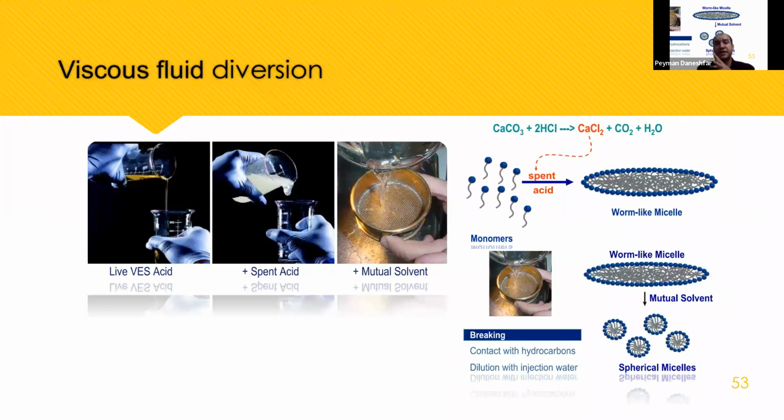at first is the live VES, you can see that. Then the spent acid: it means that the VDA reacts with the limestone, and after that we cannot put acid inside the well. We should clean out the well, and we should break the spent acid, the VDA. When we want to break the VDA, we use some mutual solvent, because we don't want to leave a residue in our well.